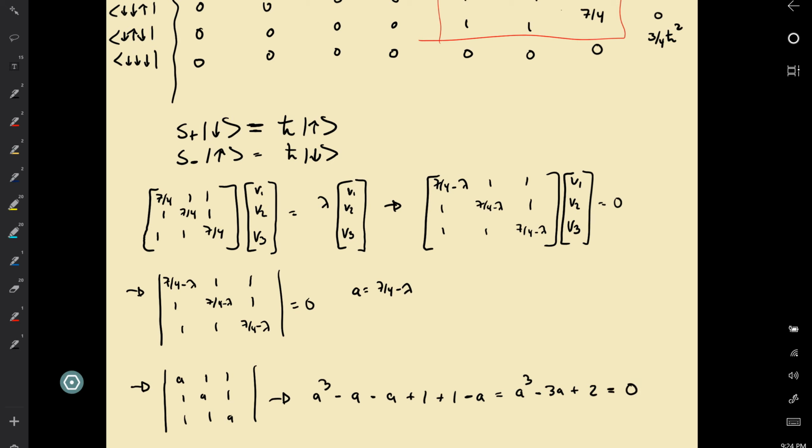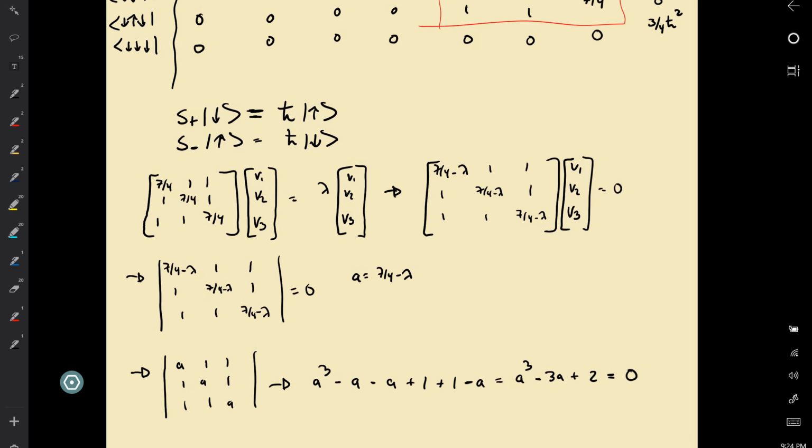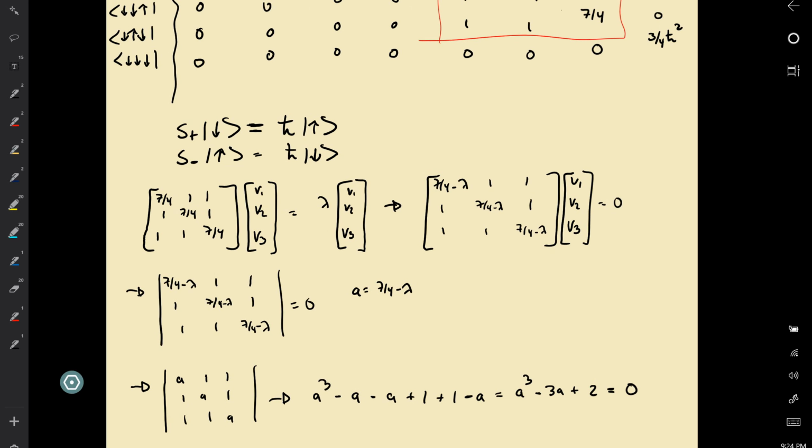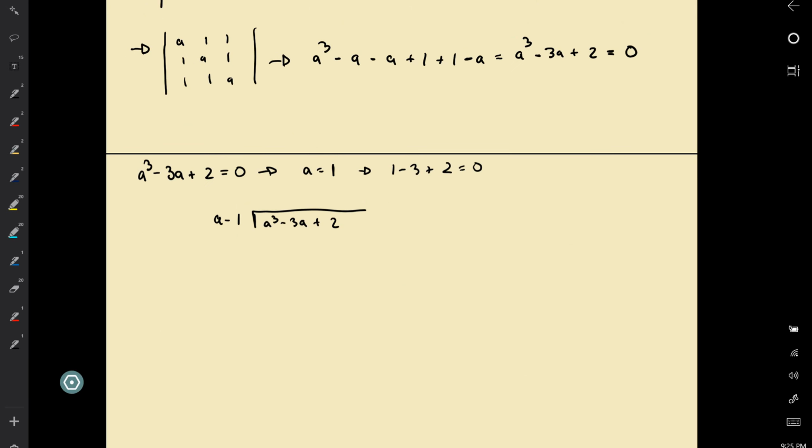You can try to guess one of them, and if you do that, then you can use long division to get the other two. So I'll just do my method real quick. Actually, yeah, I'll just write out what I do. Okay, so easily guess 1 is one of the eigenvalues. Just 1 minus 3 plus 2 equals 0 when you plug that in, which seems to me is right. And so now you can actually do long division.